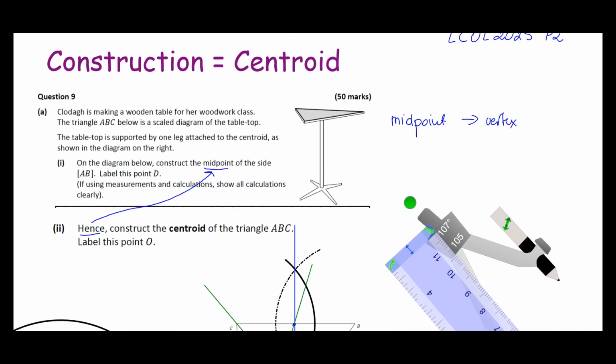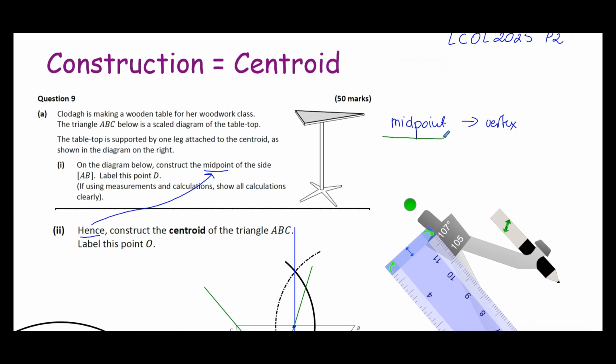So the knowledge we really need to have is that the midpoint connects with the vertex of the opposite side. If you are in the exam, that word hence, always remember it is pointing you to the previous parts and to the knowledge that you just acquired. So even if we don't remember this part, we are saying, okay, if it is a midpoint, then we need more than one. So we construct another midpoint.